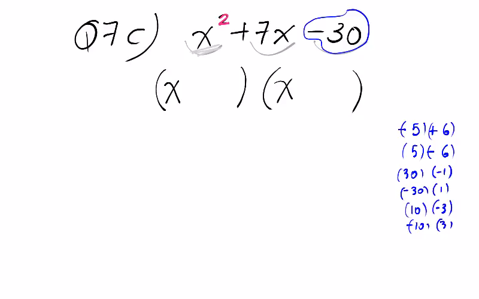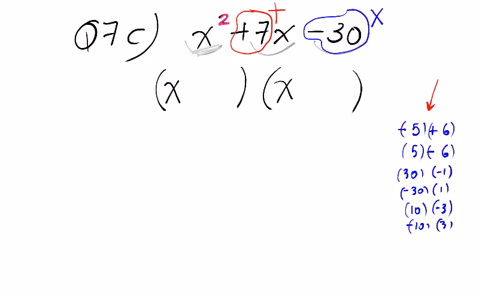So usually what we do is we list in writing or just in our heads all the possible combinations to multiply to that number, negative 30 in this case. Now we have to actually look for one of those pairs that adds up to 7, which is the coefficient of x. The number in front of x is the sum of these numbers here. Only one pair will work. So let's see what happens here.